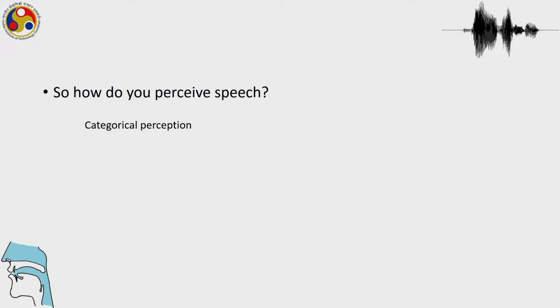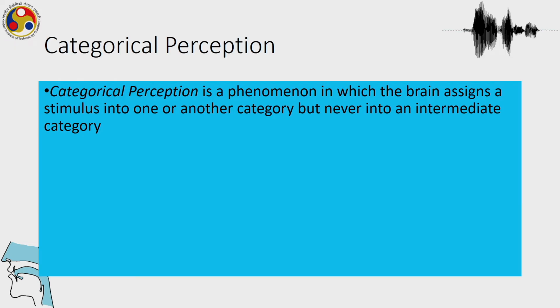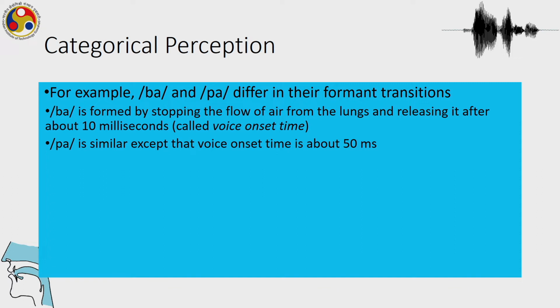One of the very important things that speech research has shown over the years is categorical perception. And what is categorical perception? Categorical perception is a phenomenon in which the brain assigns a stimulus into one category but never into an intermediate category. So, basically the brain divides sounds into categories and nothing in between. So, there are no intermediate categories. They are either this category or that category.